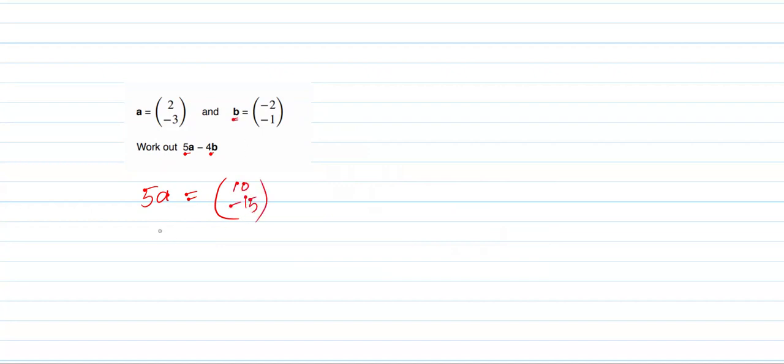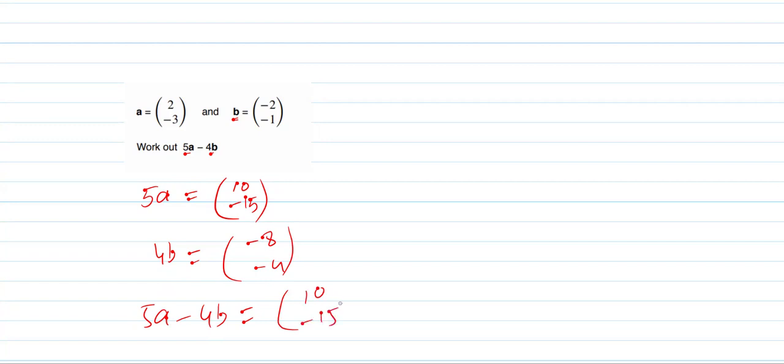And I have to find 4B, because to work out this one I need this. What will be 4B? It means I have to multiply both components with 4. So it will be (-8, -4). So what will be 5A minus 4B? Write these two vectors: (10, -15) minus (-8, -4).